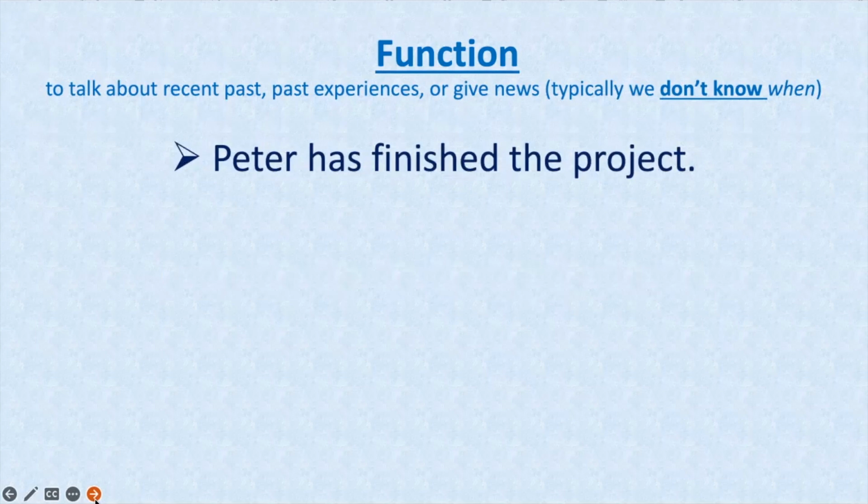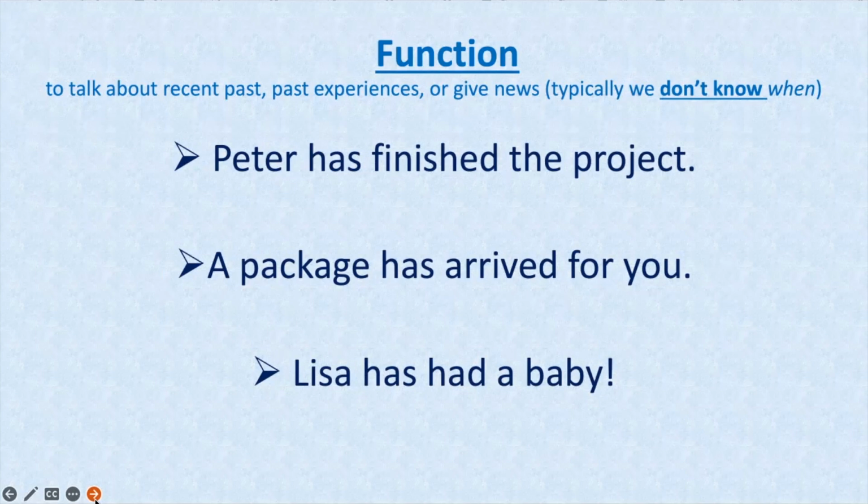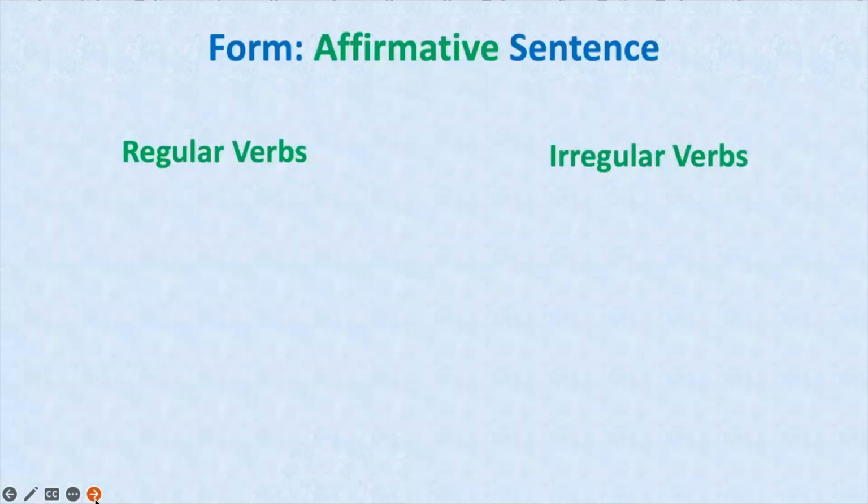Example sentence: Peter has finished the project. A package has arrived for you. Lisa has had a baby. In all these sentences, we do not have the time phrase that indicates when exactly the action happened. We just know that this action happened sometime in the past and finished.